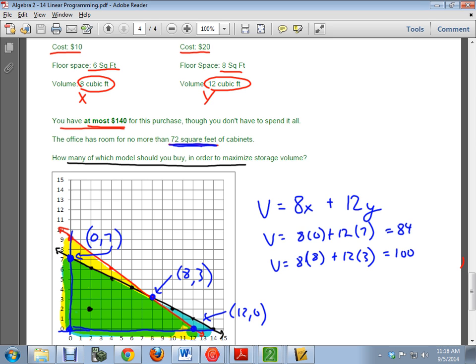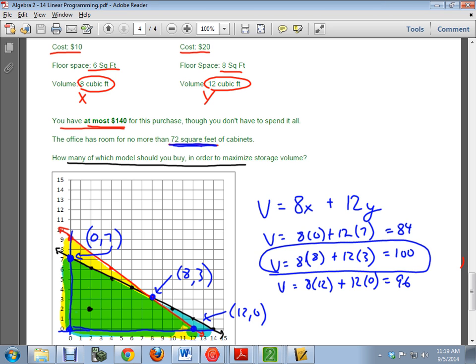And then we'll test the last point just to make sure that that is not by some chance bigger than what the previous ones were. So that is 8 times 12, plus, now we're buying 0 of the other cabinets, cabinet Y, so 12 times 0. And 8 times 12 is 96. So yes, we could buy 12 of cabinet X and none of the other ones, but then we'd only get 96 cubic feet. The biggest of these volume numbers is going to be the 100.